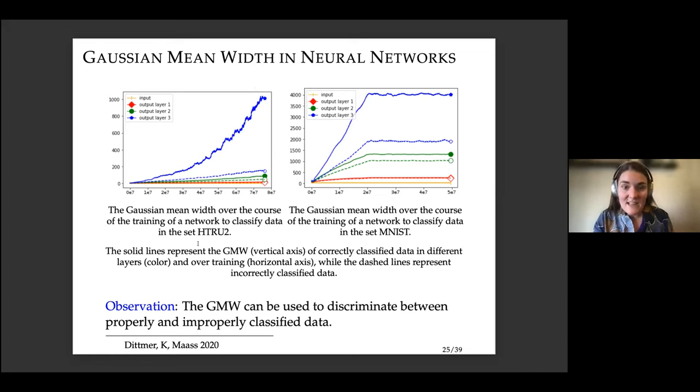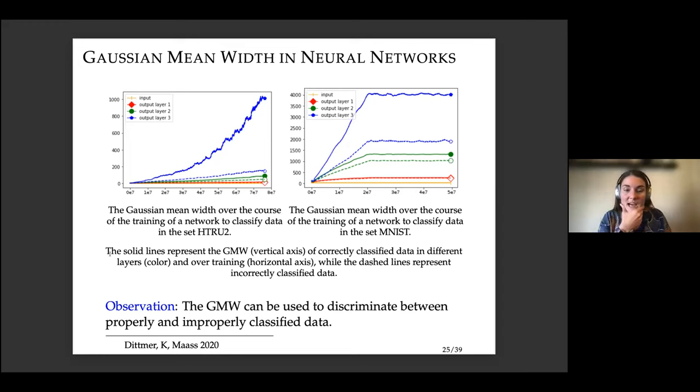In both of these cases, and this is just a sampling of two of the different networks, though it was noticed in the other types of networks we trained, the Gaussian mean width increases for all the data as you go through the network. But for the correctly classified data, the Gaussian mean width explodes a lot more than for the incorrectly classified data. In all of these, the solid line is above the dashed line, except for layer one, where it's pretty much indistinguishable between the two. One interpretation is that the network knows what to do with the correctly classified stuff, so it pushes these things out, and when you get to the classifier it's able to do its job because the things have been teased apart from each other.